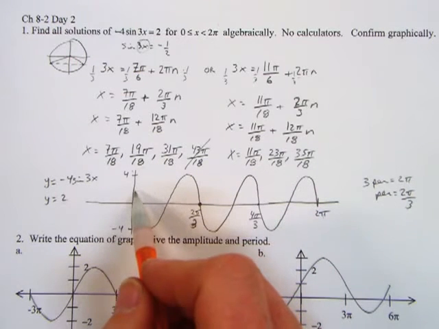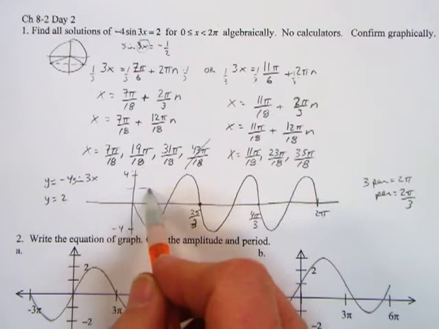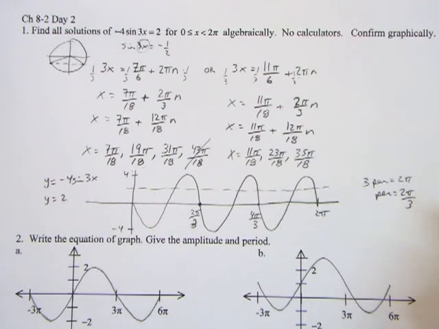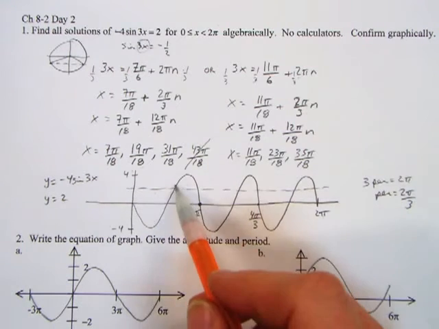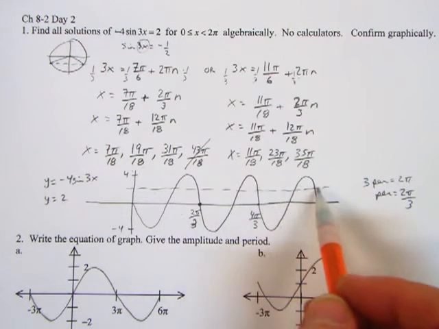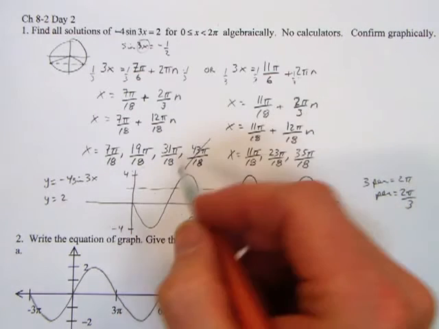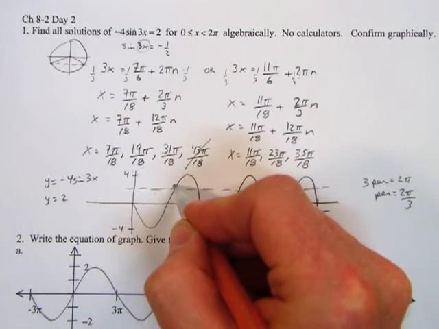Now we can sketch the graph of y equals 2. And we can see how many solutions we have. 1, 2, 3, 4, 5, 6. And those correspond to what we found algebraically. Now let's take a look at these. What is this one?